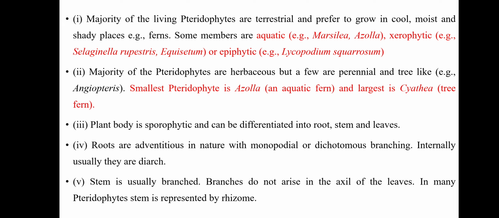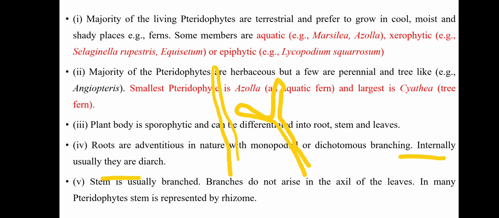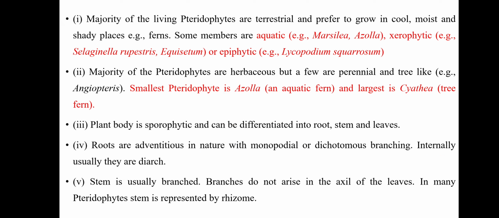The plant body is sporophytic and can be differentiated into root, stem and leaf. Roots are adventitious in nature with monopodial or dichotomous branching. Monopodial means they grow like this, and dichotomous means they divide into two branches like this. Internally, they are usually diarch, that means two vascular bundles are present in the root. Stems are usually branched, and do not arise in the axil of leaves. In many pteridophytes, the stem is represented by a rhizome.